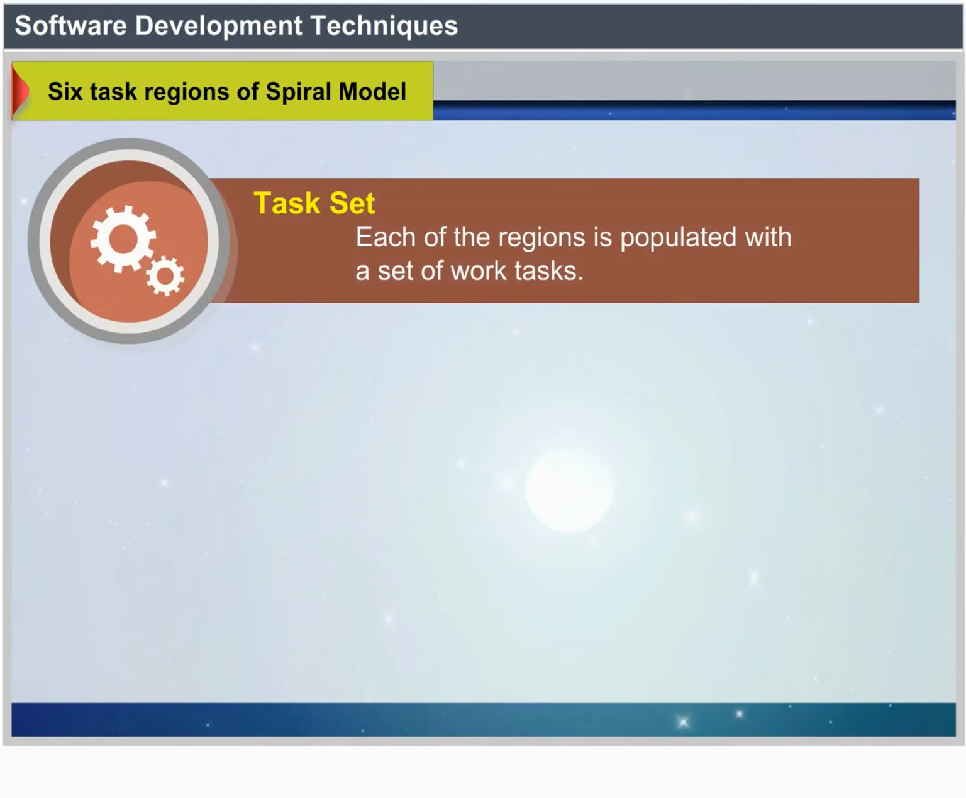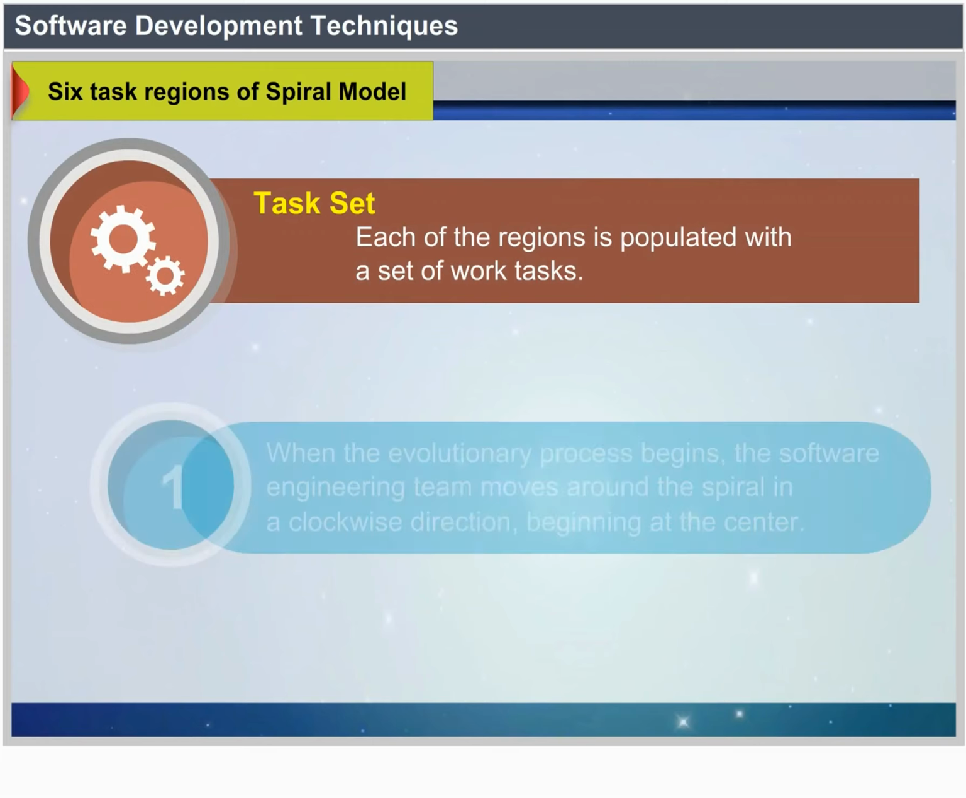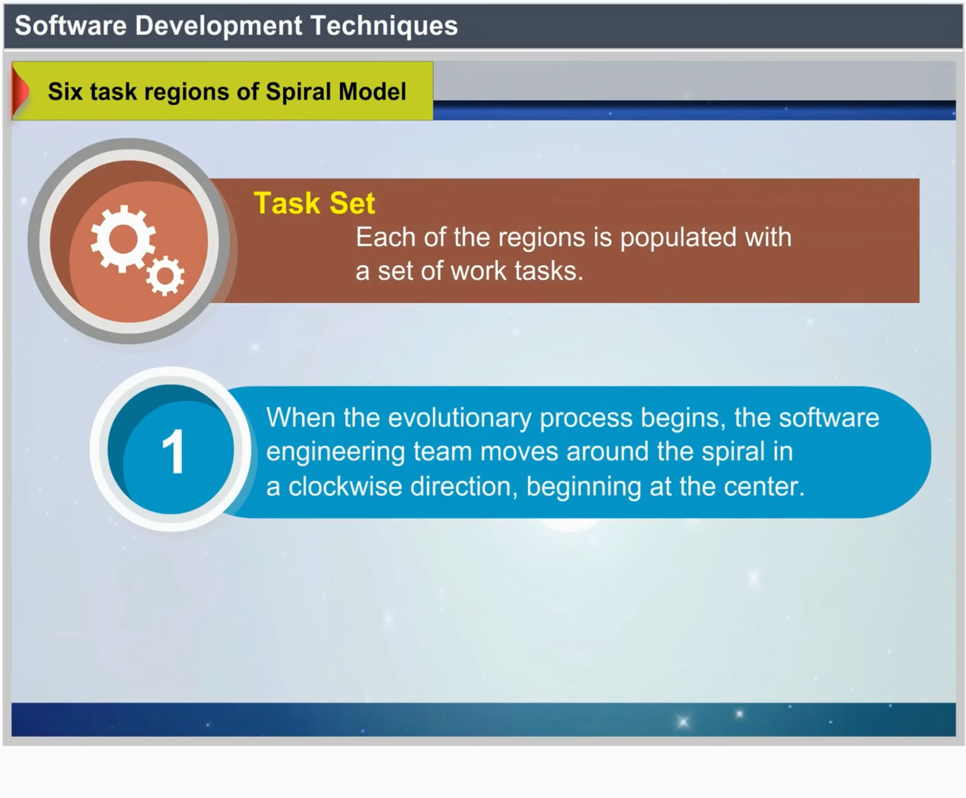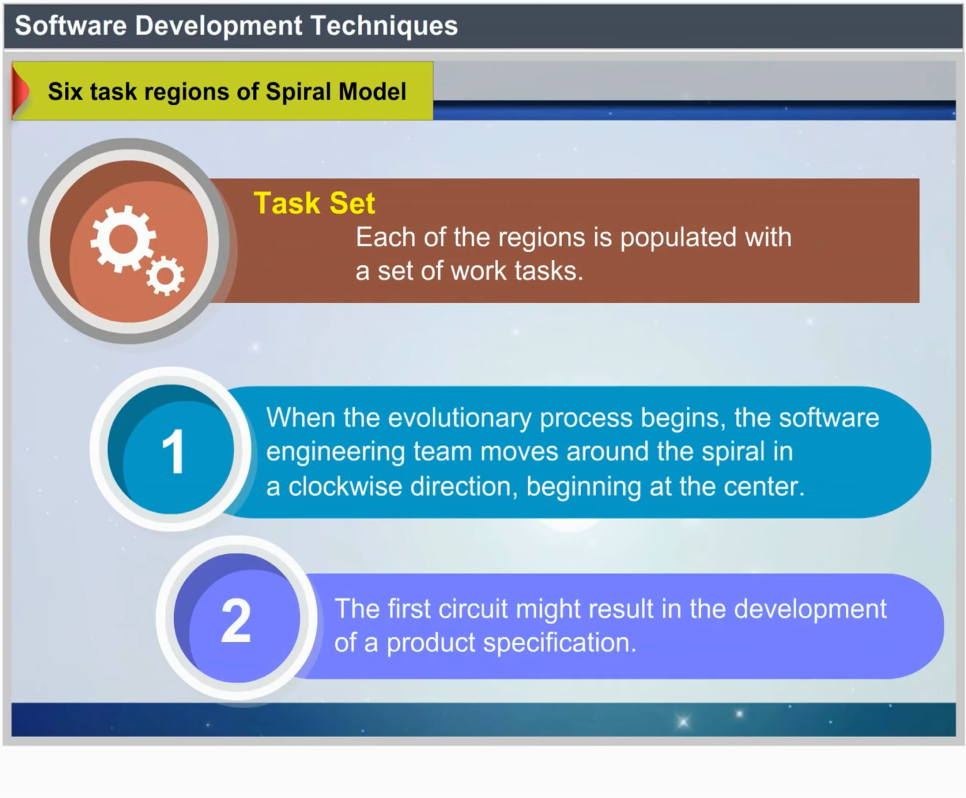Task set. Each of the regions is populated by a set of work tasks. While the evolutionary process begins, the software engineering team moves around the spiral in a clockwise direction, beginning at the center. The first circuit might result in the development of a product specification.